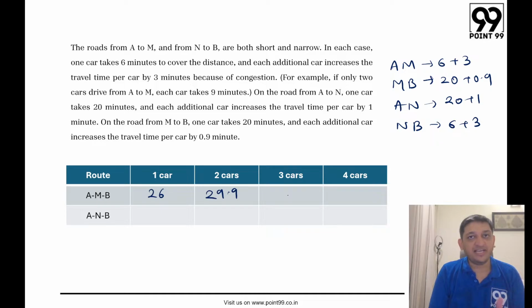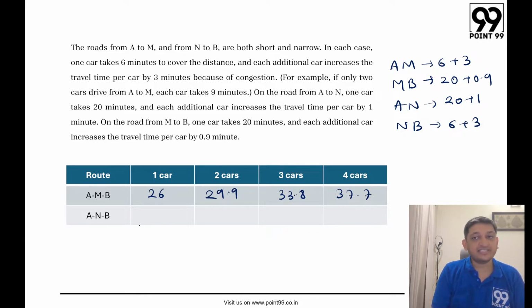So 29.9 and 4, so 33.9 minus 0.1, 33.8. ठीक है? And another 3.9 will be added अगर सारे के सारे all four cars are asked to go from A to M and then M to B. So 33.8 plus 4, 37.8 minus 0.1, 37.7. I hope my calculations are fine. ठीक है, तो ये हो जाएगा.